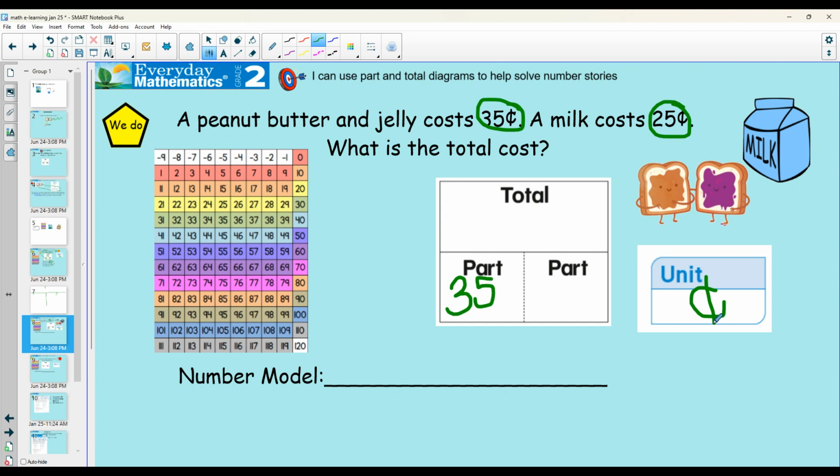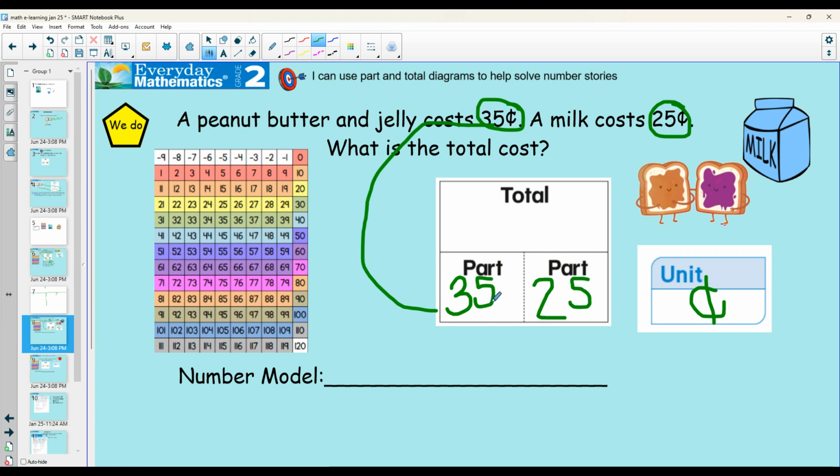And then I'd call on Gia and I'd say, Gia, okay, Betsy told us that the first part is 35 cents because peanut butter and jelly is 35 cents. Gia, how much is milk? And Gia would say, 25 cents. And I would say, Gia, I can't hear you. Say it louder. So Gia would say, 25 cents. Part total.